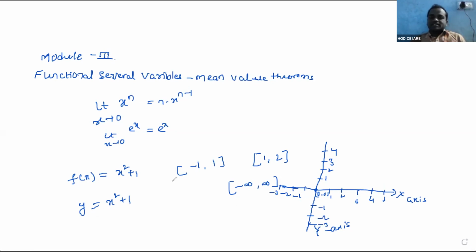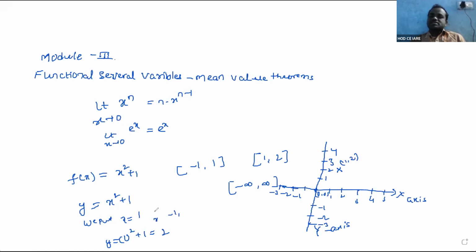For example, I can take the interval of minus 1 comma 1. Put x equal to 1, as you already learned in graphs. Then y is equal to 1 square plus 1, so you get 2. So on the x-axis we have 1 and on the y-axis we get 2. This point is 1 comma 2.